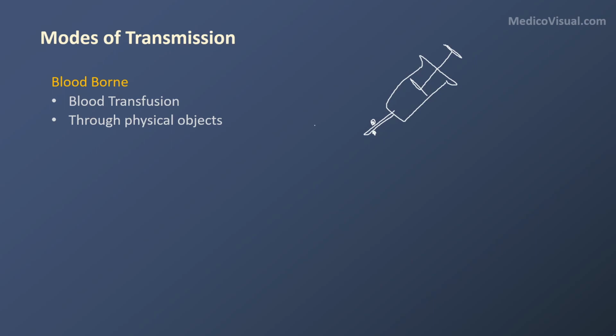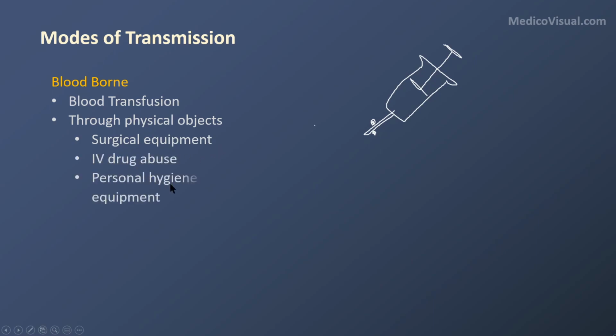It can also be inoculated through surgical equipment and dental equipment, right? IV drug abuse and personal hygiene equipment. For example, if a person goes to a barber and the sterilization mechanism is not adequate, through these razors and all these things, because most of the time micro abrasions are there on the skin when these razors are used, it can transmit the hepatitis B virus through body fluids.